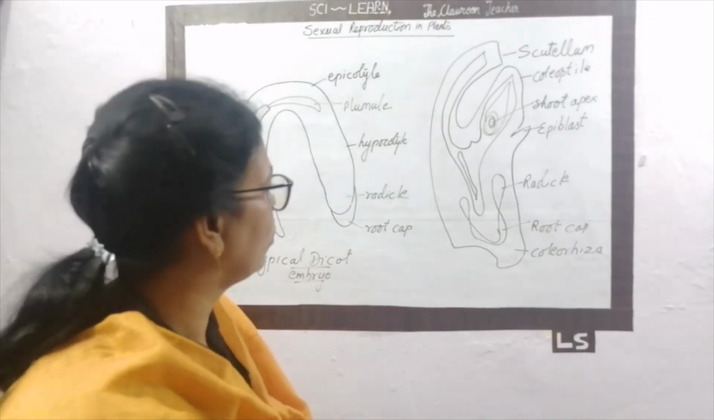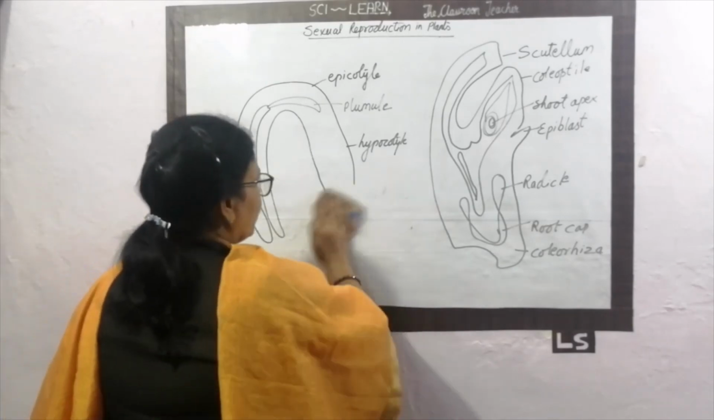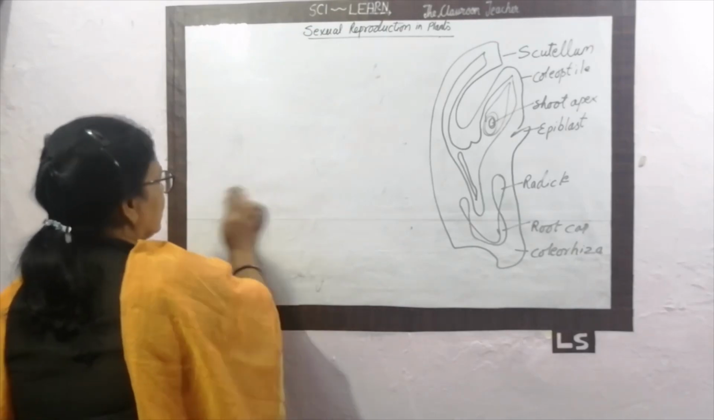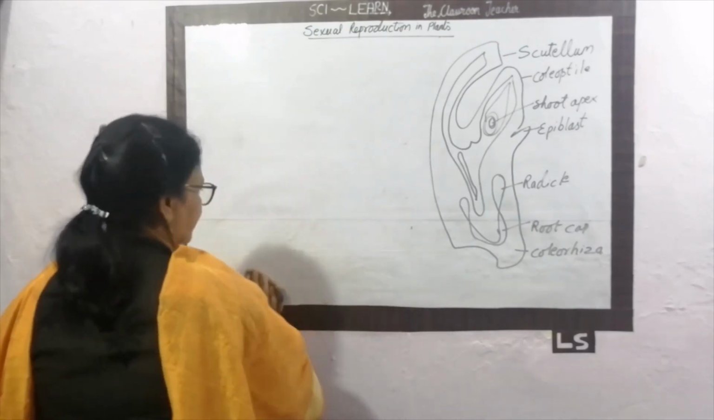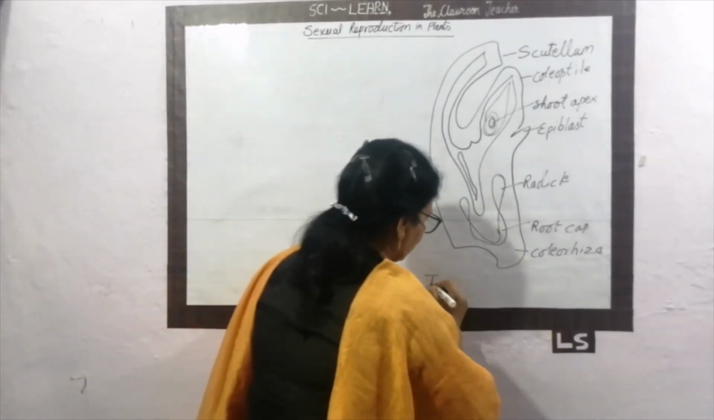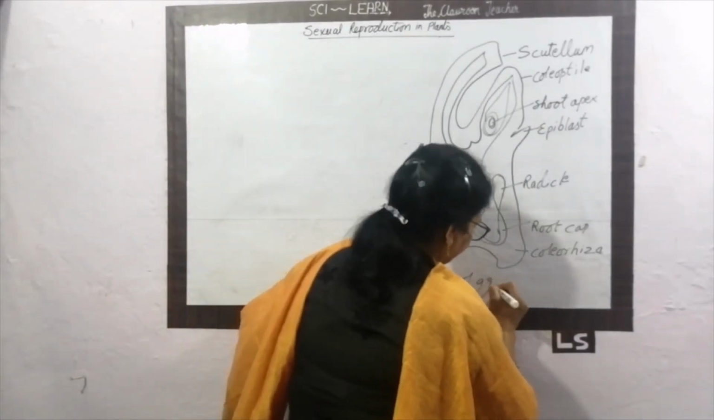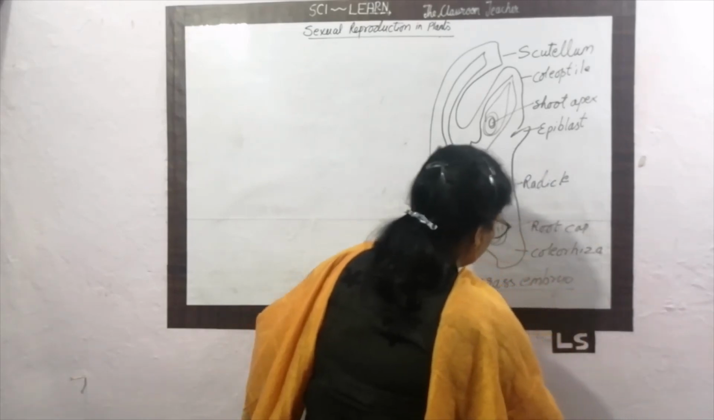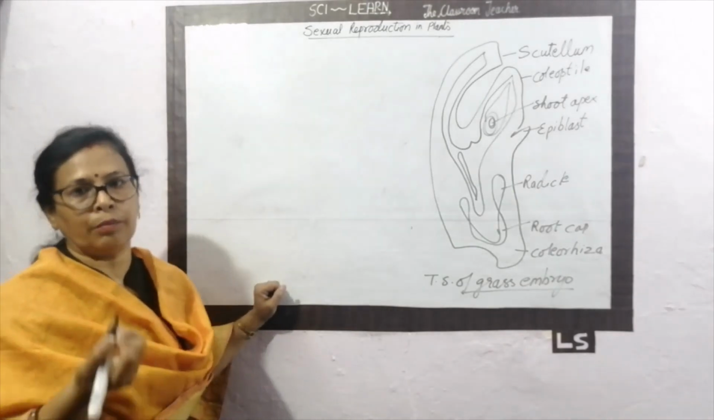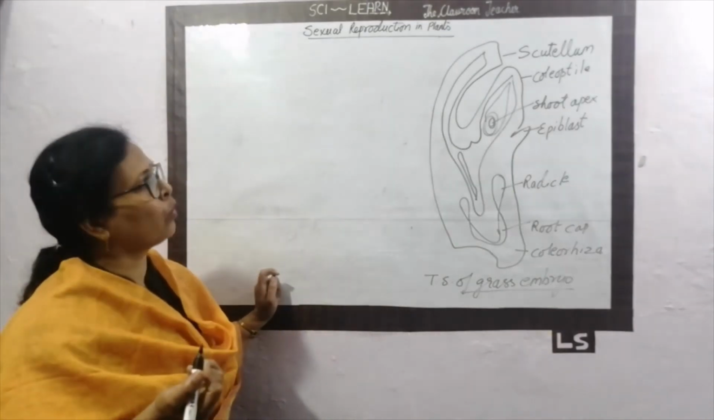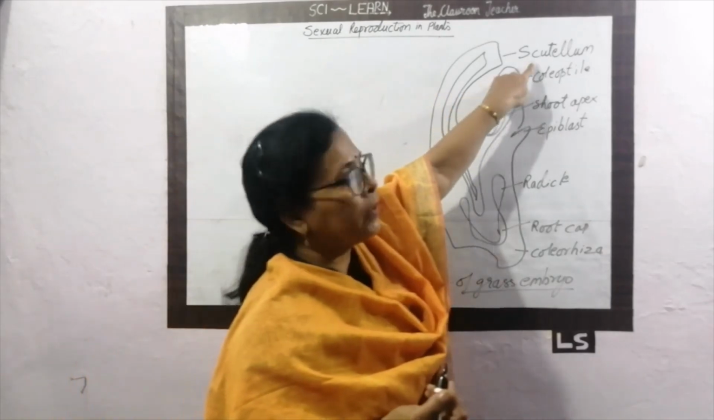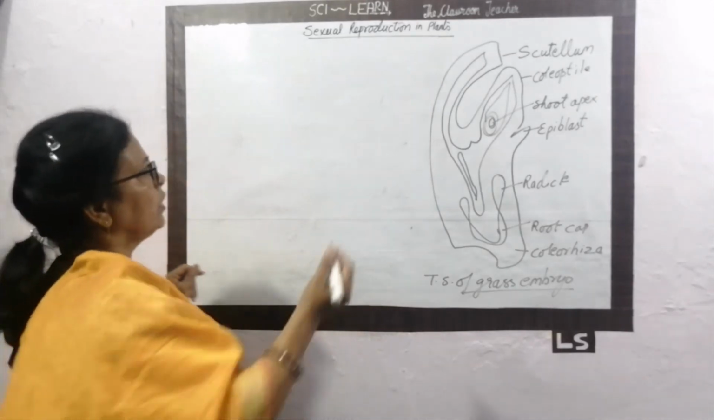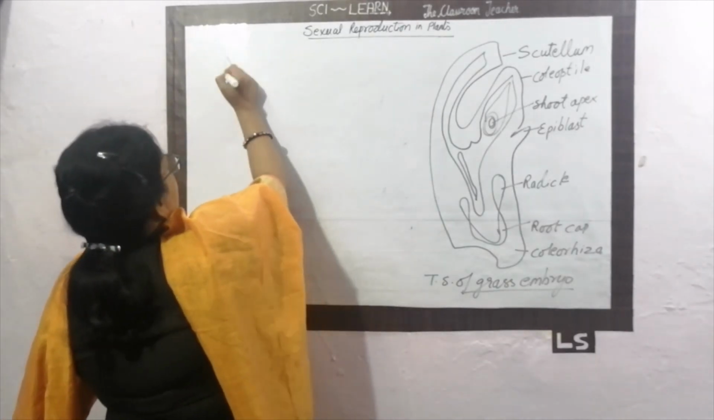Now what happens with the monocot embryo? In your textbook, the embryo that is given is the TS, the transverse section, of the grass embryo. Grass is a monocotyledon, so it is a type of monocot embryo. What happened in the monocot? Only one cotyledon is there. This is called the scutellum. It is present at this end, a terminal position. The single cotyledon is there, the scutellum at the terminal end.